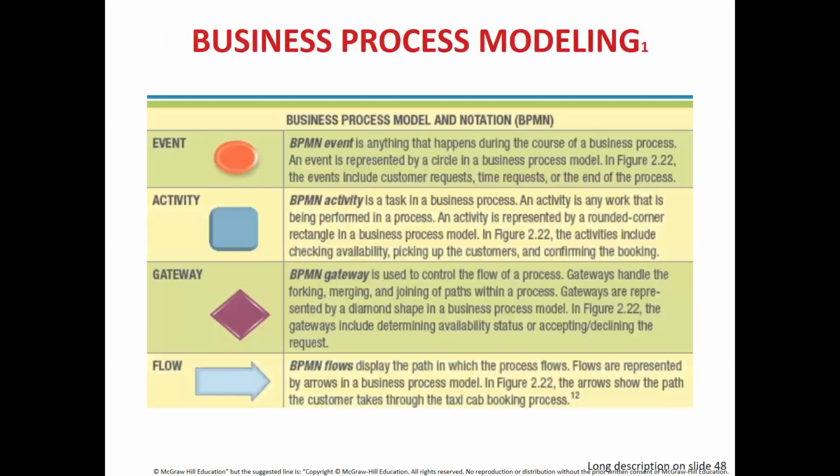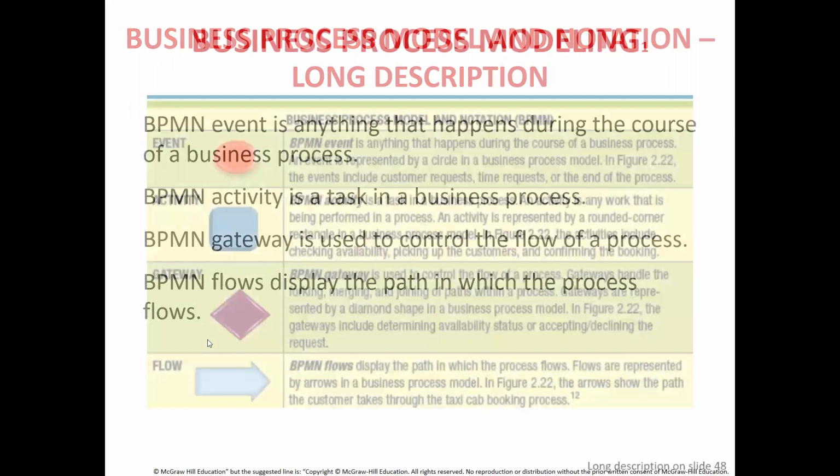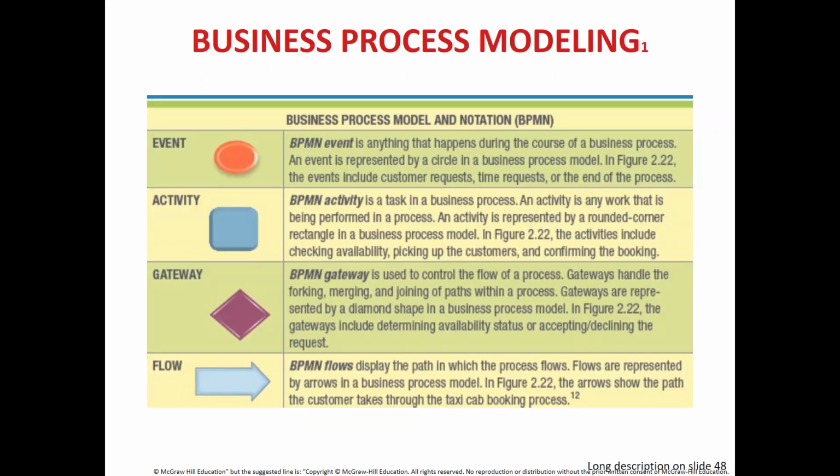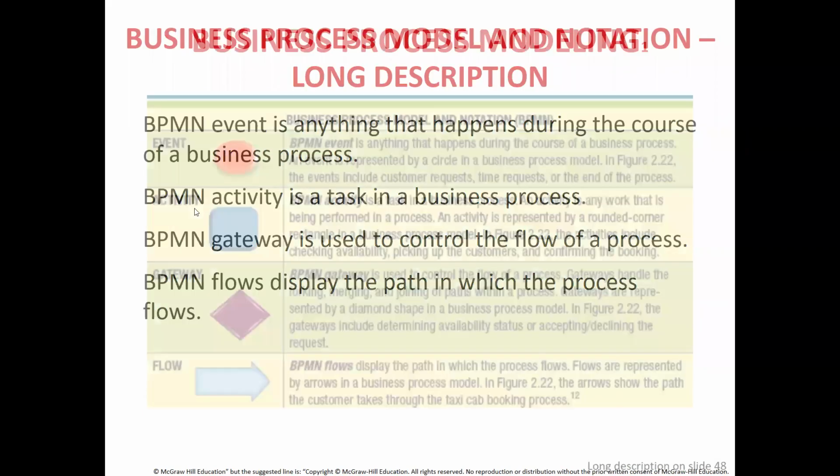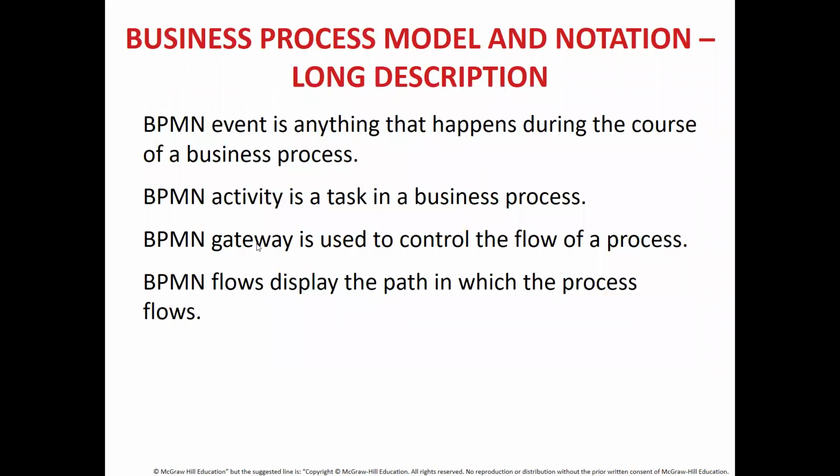In other words, if you look at the previous diagram, the event is generally indicated by the use of an oval, the activity by a square, and the gateway by a diamond. Now the flow, the path in which the process flows, is shown by an arrow. Those are generally the parts of a business process model and notation. Just simply know what BPMN is. You do not need to confuse yourself with each and every individual element in here.